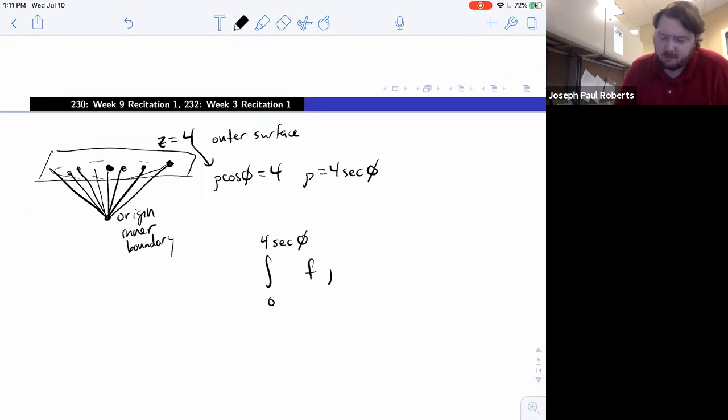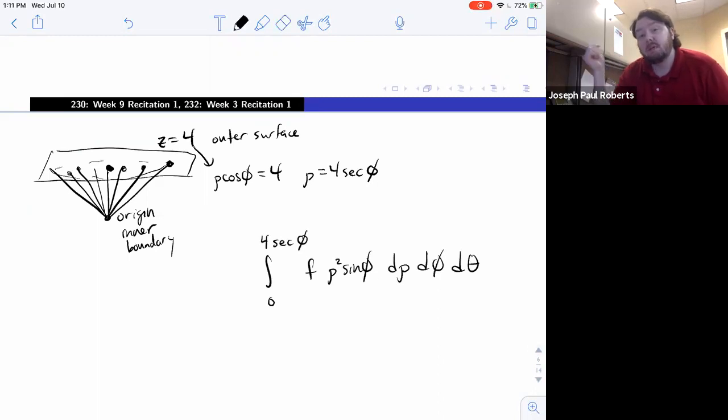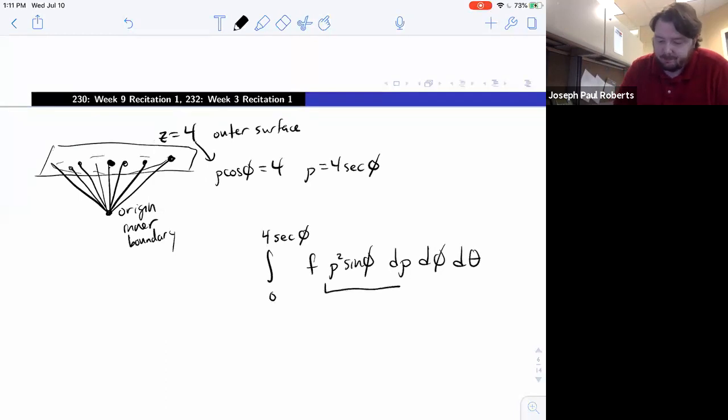I have f times rho squared sine phi, and yes, our rho bounds depend on phi, so we do have to be careful to put rho on the inside of phi. When the bounds are all numbers, it doesn't matter which order you do, but when your rho bound depends on phi, make sure to put that on the inside. Otherwise, your answer won't be a number, which is a big no-no. But anyway, we have that.